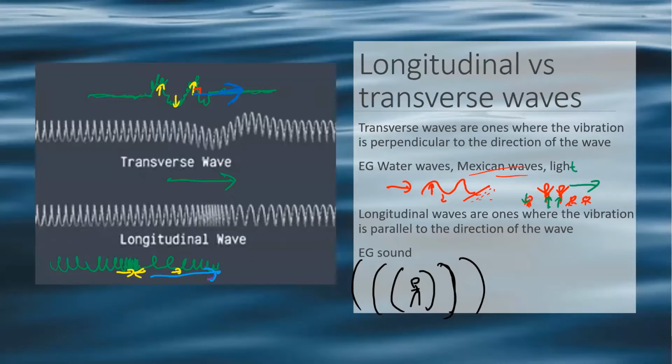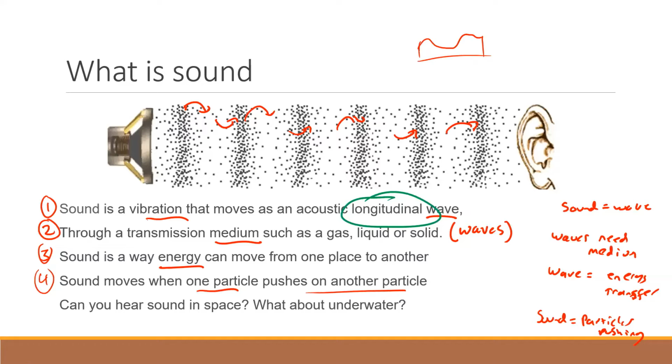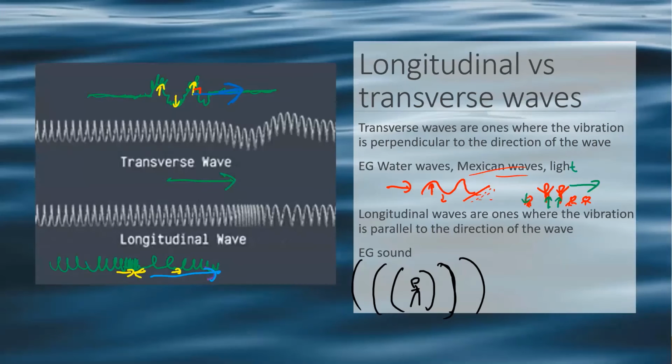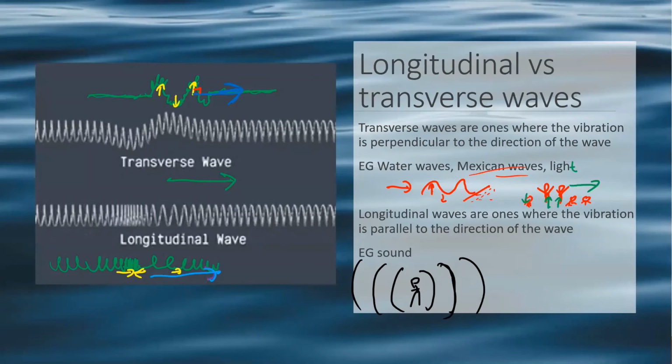So today, all we talked about were these main ideas. Sound is a wave. A wave is a vibration of something that moves in a direction. We talked about sound as a way that energy can transfer, so it's a transfer of energy. We also finished up with sound moving by one particle pushing against another particle. Then we talked about what longitudinal waves are, and next week we're going to talk about what we mean by one particle pushing against another particle.